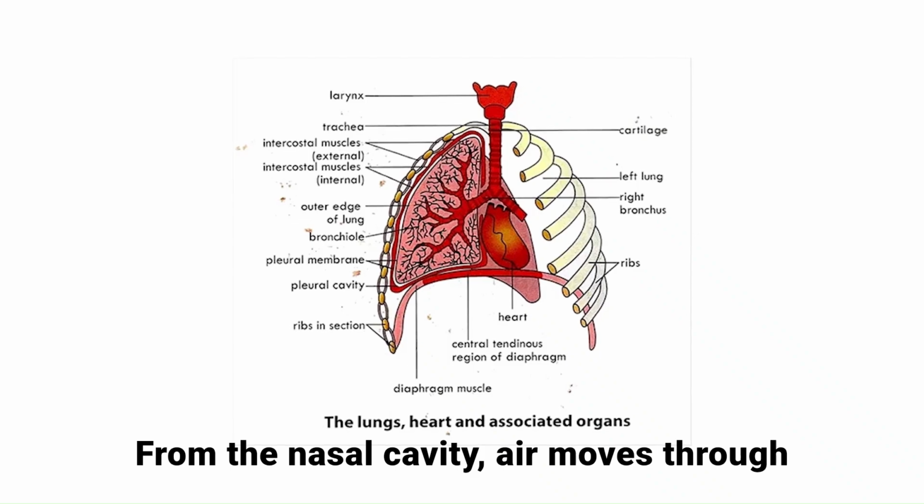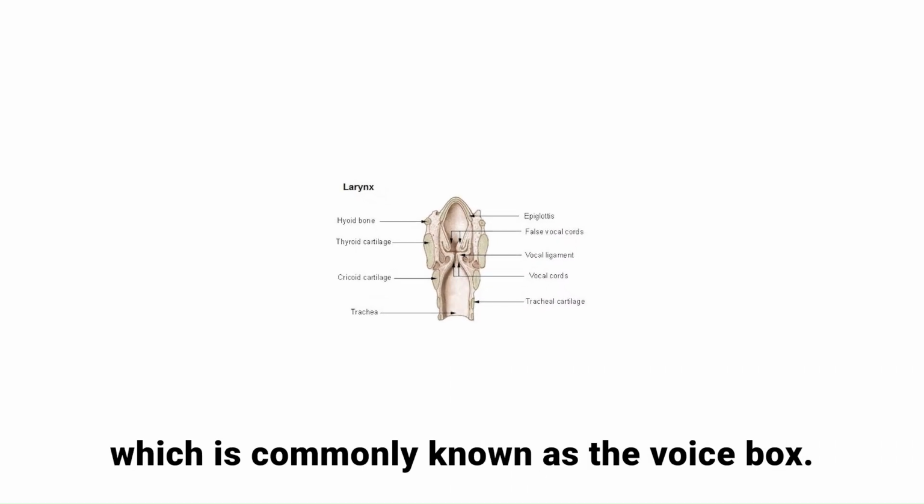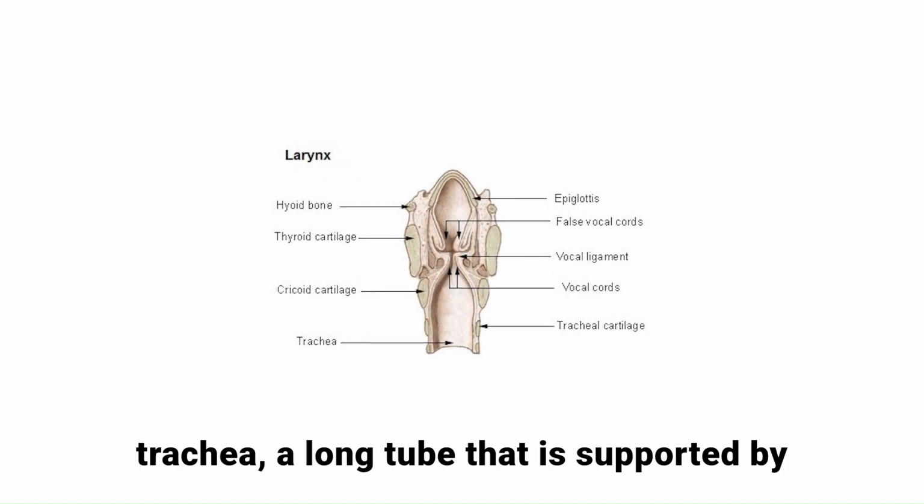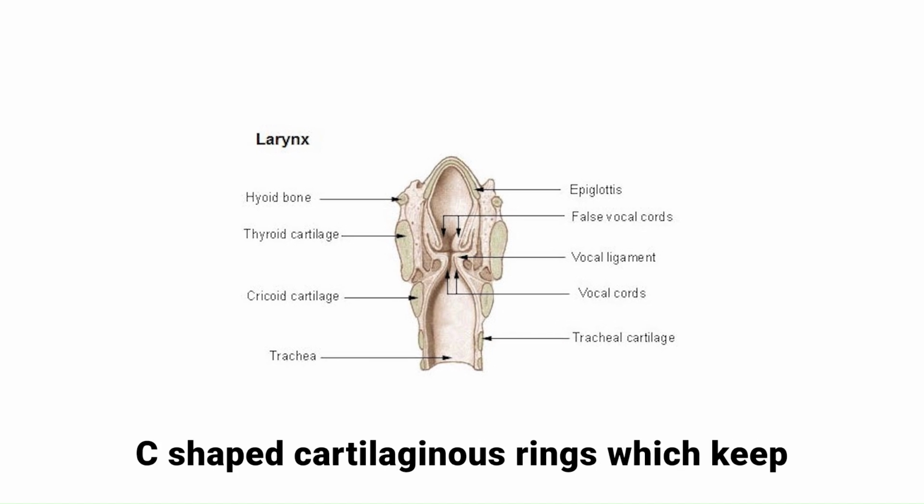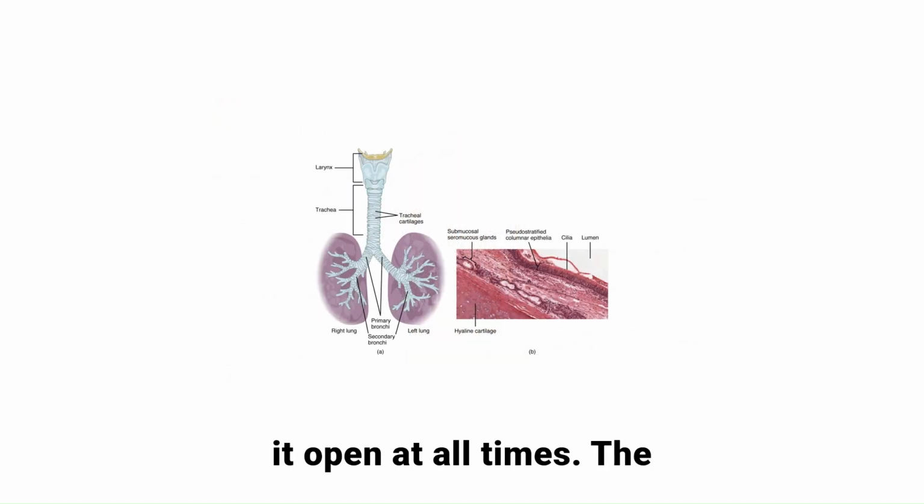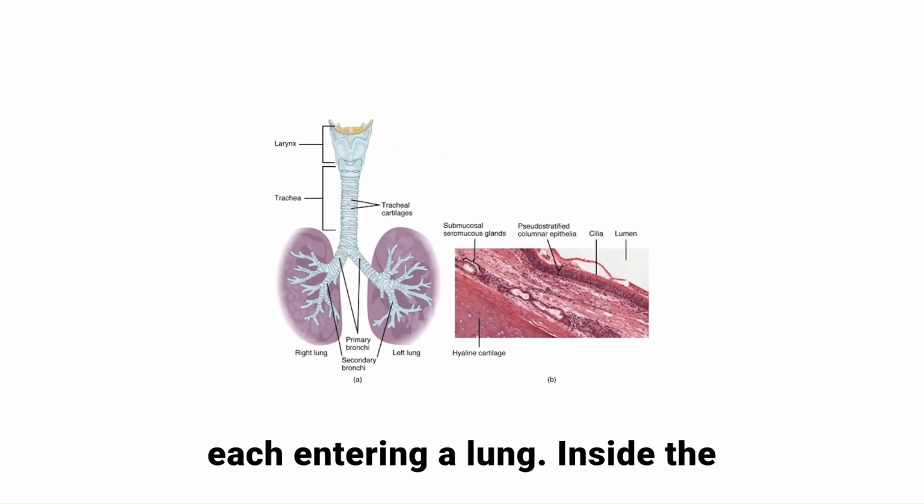From the nasal cavity, air moves through the pharynx and then into the larynx, which is commonly known as the voice box. From the larynx, it passes into the trachea, a long tube that is supported by C-shaped cartilaginous rings which keep it open at all times. The trachea further divides into two bronchi, each entering a lung.